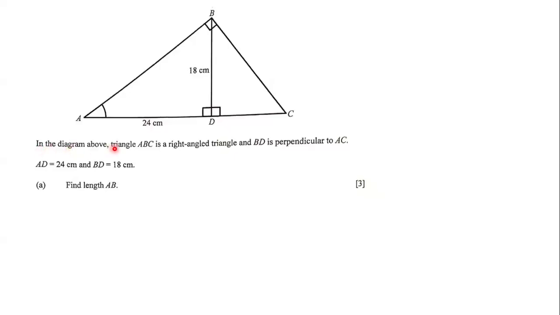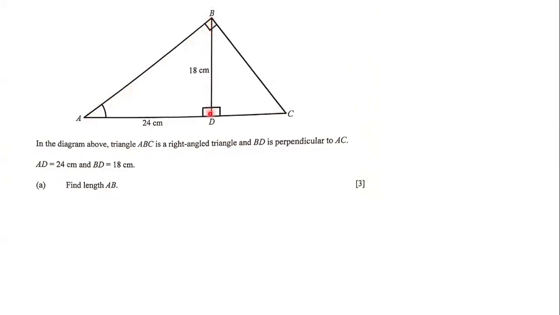In the diagram above, triangle ABC is a right angle triangle, and BD is perpendicular to AC. AD is equal to 24 centimeters, and BD is equal to 18 centimeters. Here, they want us to find the length AB. Now, where's AB? Well, this is the length AB.